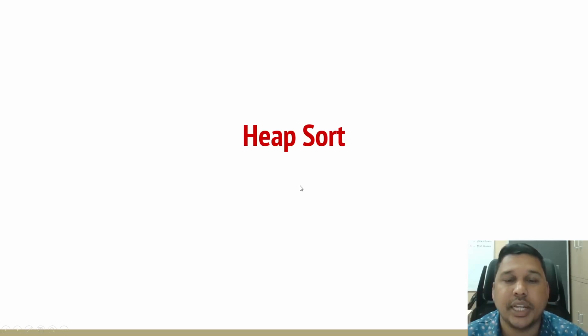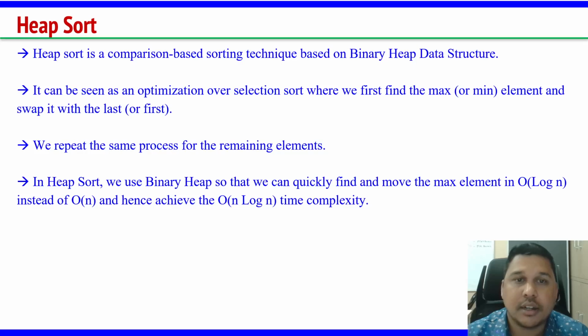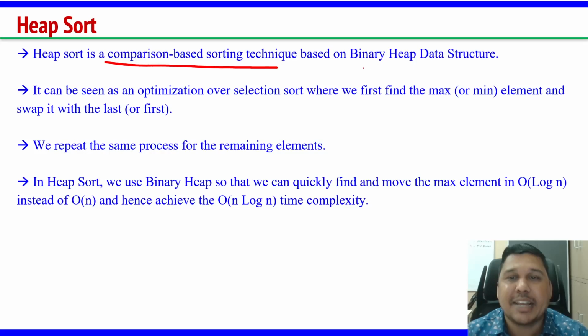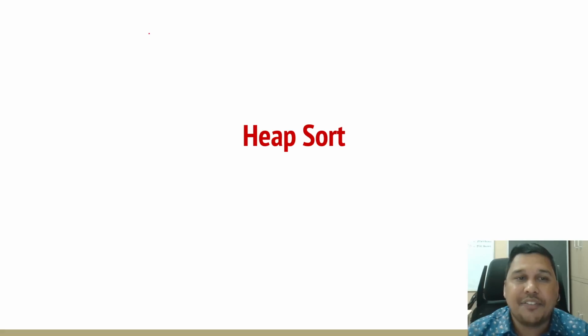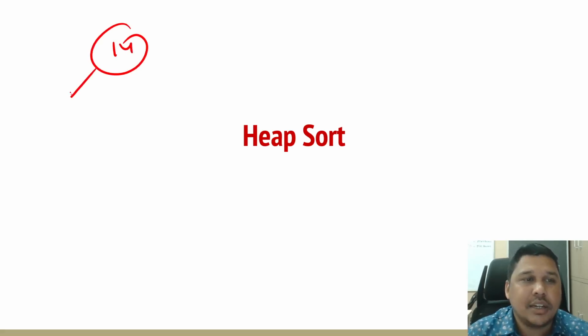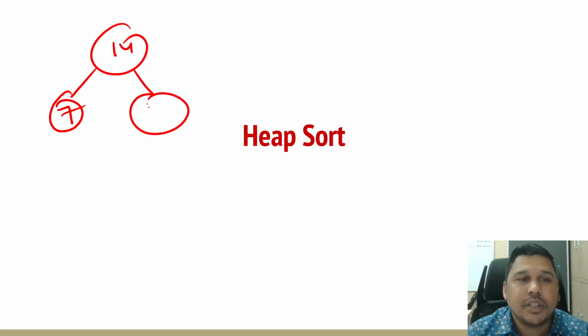Heap sort is one of the sorting techniques which is based on heap tree, right. So, heap sort is a comparison based sorting technique based on binary heap data structure. Okay. If I construct a max heap 14, 7, 13, and some 5.